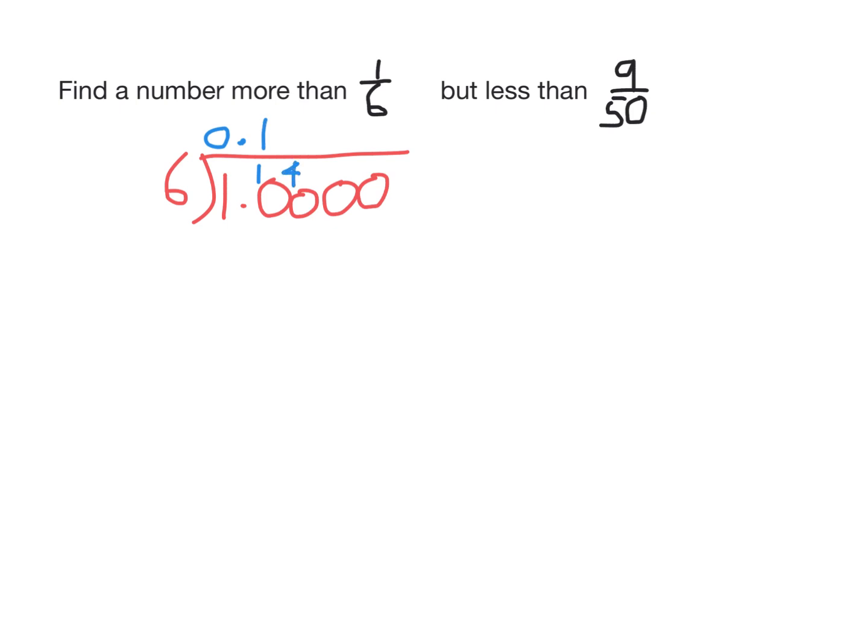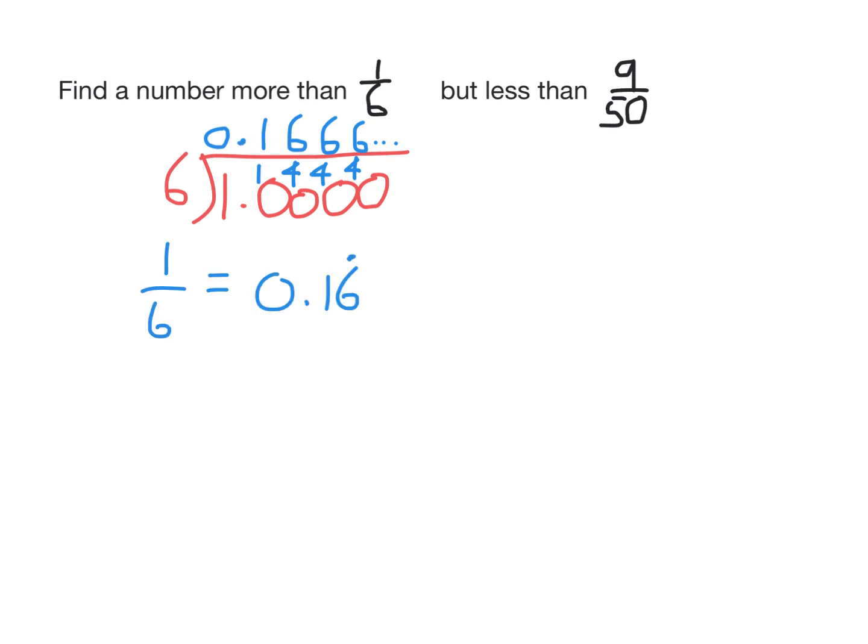1 times 6 is 6. You need 4 more to get to 10. How many times does 6 go into 40? Well, 6 times 6 is 36, and you need 4 more to get to 40. How many times does 6 go into 40? It goes 6 times remainder 4. You can see this process is just going to go forever and ever. So 1/6 is equal to 0.16 recurring.